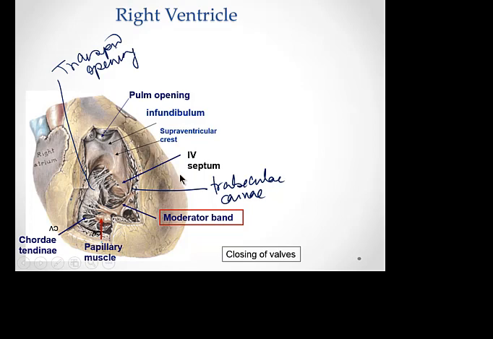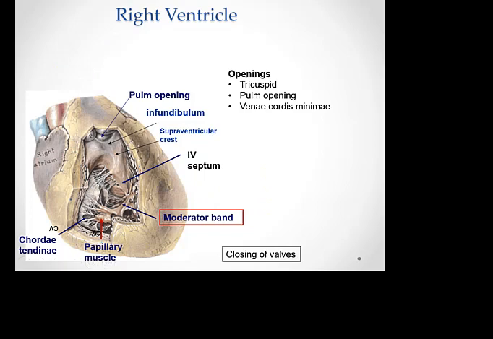So on this side is the left ventricle. So this is the cavity of the right ventricle. So one opening we have seen, which is the tricuspid opening. So blood enters the ventricle this way. It'll come from the right atrium into the right ventricle through this tricuspid opening. And then it will leave the ventricle through this pulmonary opening here.